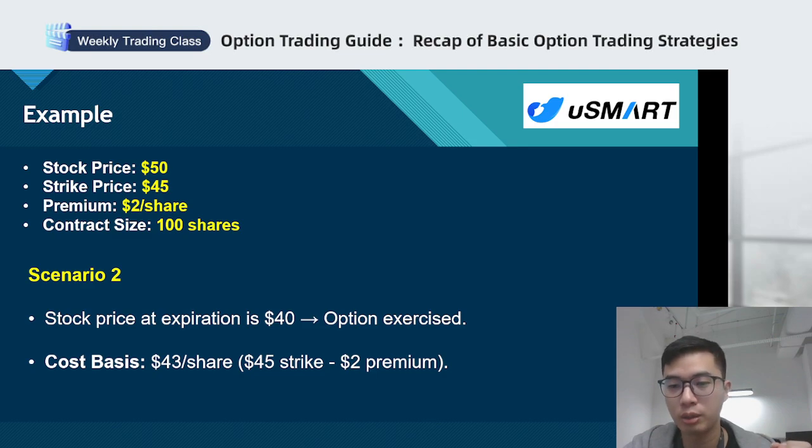So minus 2 premium, we actually use $43 to buy. Because the stock price expired at $40, we need to buy it at 45. Because even though now it is $40, we intended to buy it at 45. But remember, we have already received the $2 premium. So the $2 premium is 45 minus 2, which is $43. So basically we are using $43 to buy the stocks.